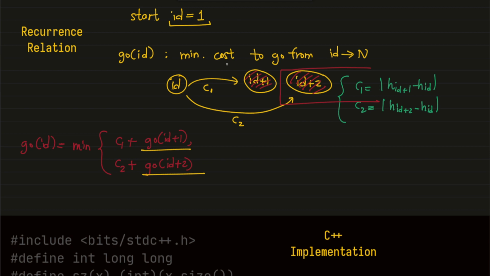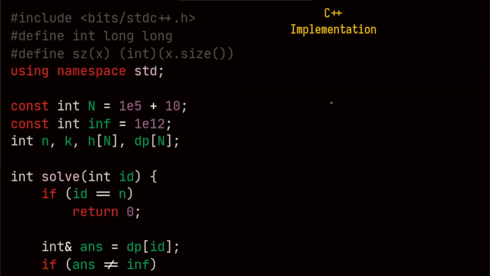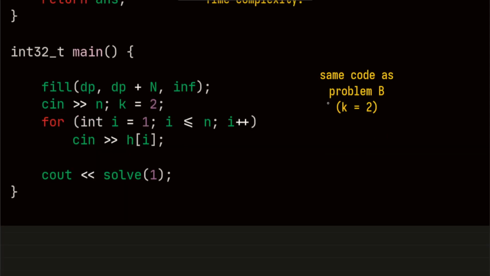Now let's go over the C++ implementation using top-down approach. This is the DP table for memoization. We are initializing it with infinity so that we know which state is visited depending on the value present at a particular DP state. If this is infinity, that means it is not a visited state, and we need to compute it again.